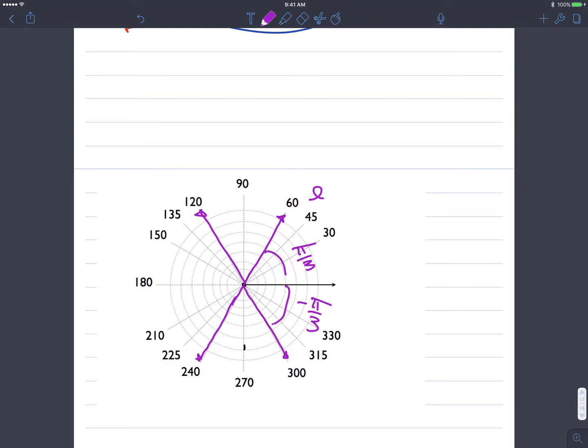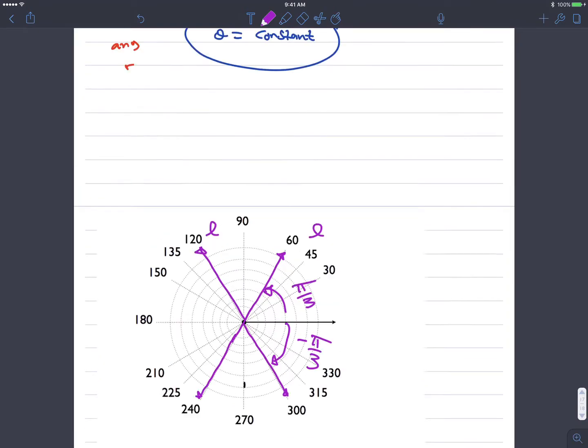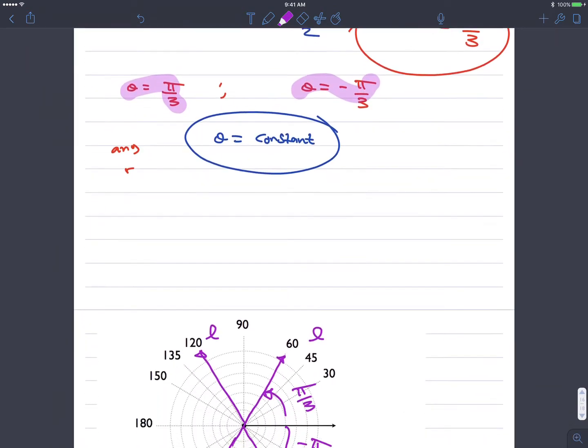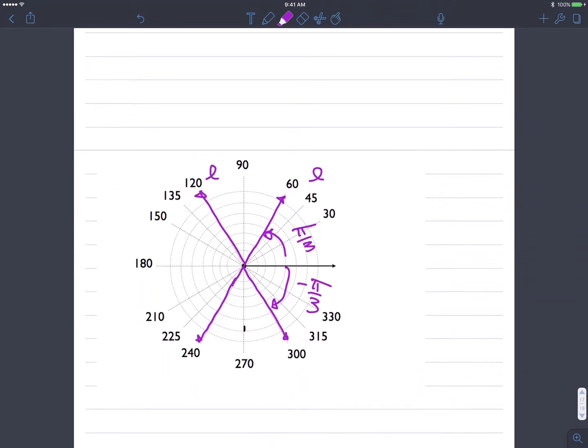If we rotate clockwise, positive pi over 3. Okay, here's my second line. So here's these two solutions here, just for theta being positive pi over 3 and theta being actually negative pi over 3. Okay, here's my second solution here. Theta is constant. So when theta is constant, we get these lines here.